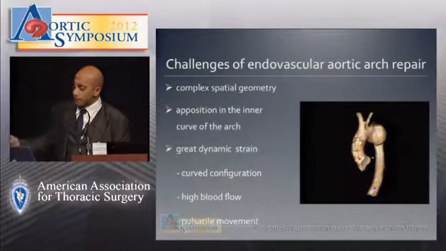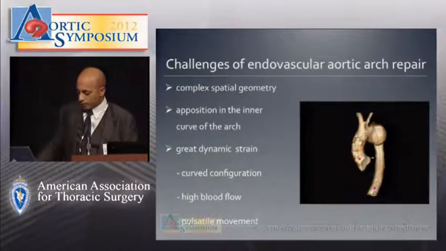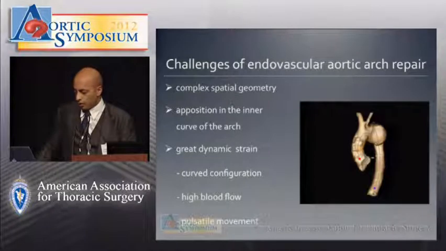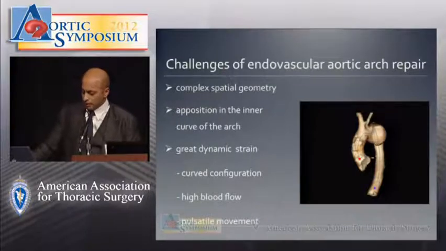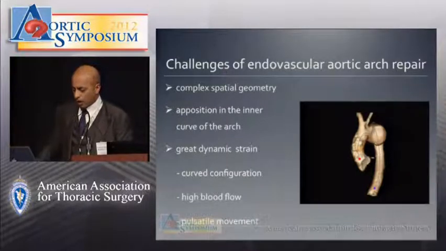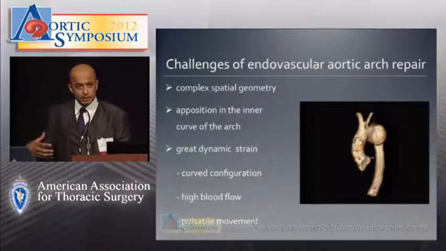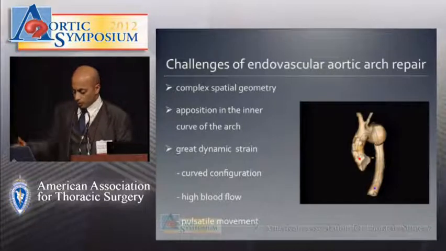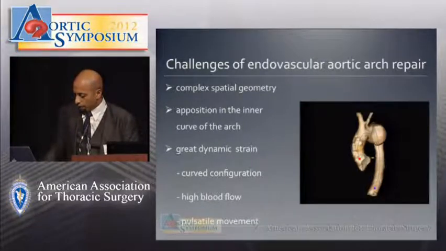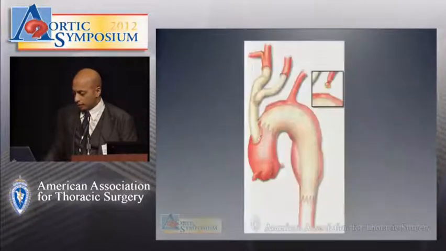So what are the challenges facing us with these complex endovascular repairs? We know the arch is not like the infrarenal aorta. We know it's not like the thoracic aorta. It has fairly complex spatial geometry that you have to be concerned about. One of the biggest problems is how do you get apposition? One of the things I saw in the last presentation is it's very difficult to get apposition on the inner curve of the arch. That, along with the great dynamic strain that you see in the ascending aorta, along with the curved configuration of the arch as well as the graft and the high pulsatile blood flow, can also lead us to some concerns about the mid-term to long-term stability of these grafts.